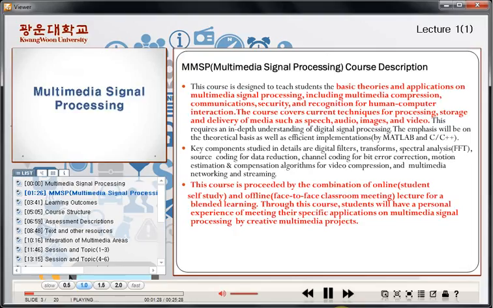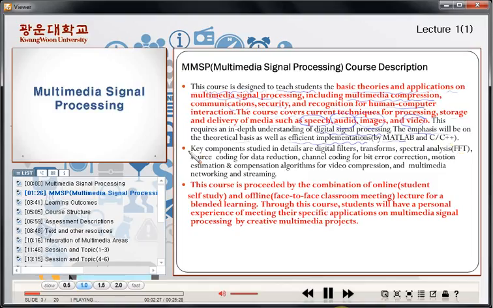Multimedia Signal Processing course description. Let me introduce Multimedia Signal Processing. This course is designed to teach students the basic theories and applications of multimedia signal processing, including multimedia compression, communications, security, and recognition for human-computer interaction. The course covers current techniques for processing, storage, and delivery of media such as speech, audio, images, and videos. This requires an in-depth understanding of digital signal processing. The emphasis will be on the theoretical basis as well as efficient implementations by MATLAB and C or C++.